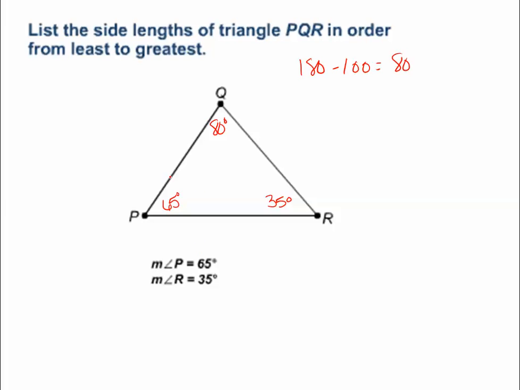It says list the side lengths from least to greatest, and we know that the smallest angle is going to be opposite the smallest side. So my smallest side is going to be PQ, which is less than the size of QR, which is my middle sized segment, and it's going to be opposite the middle sized angle. And that segment's measure is less than PR, which is opposite the largest angle.